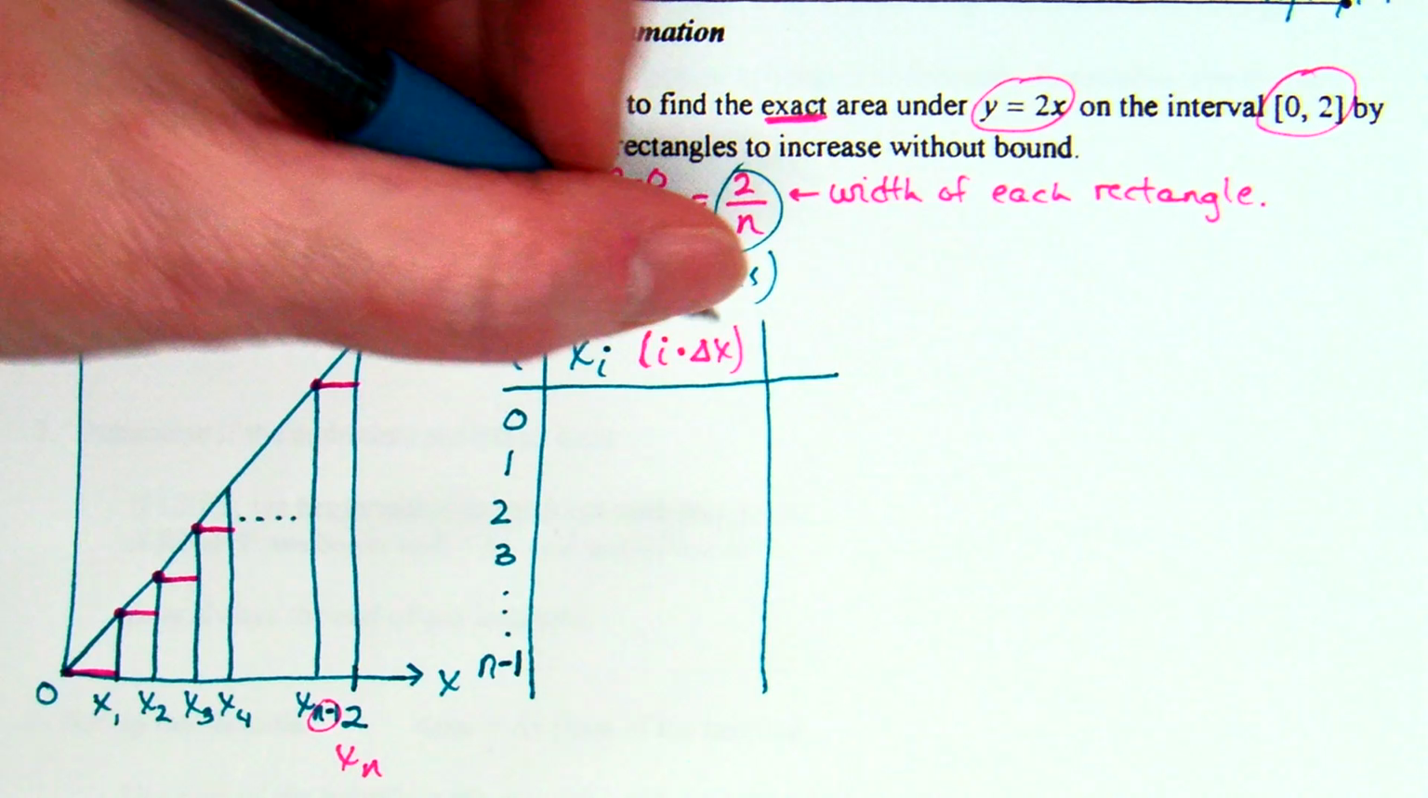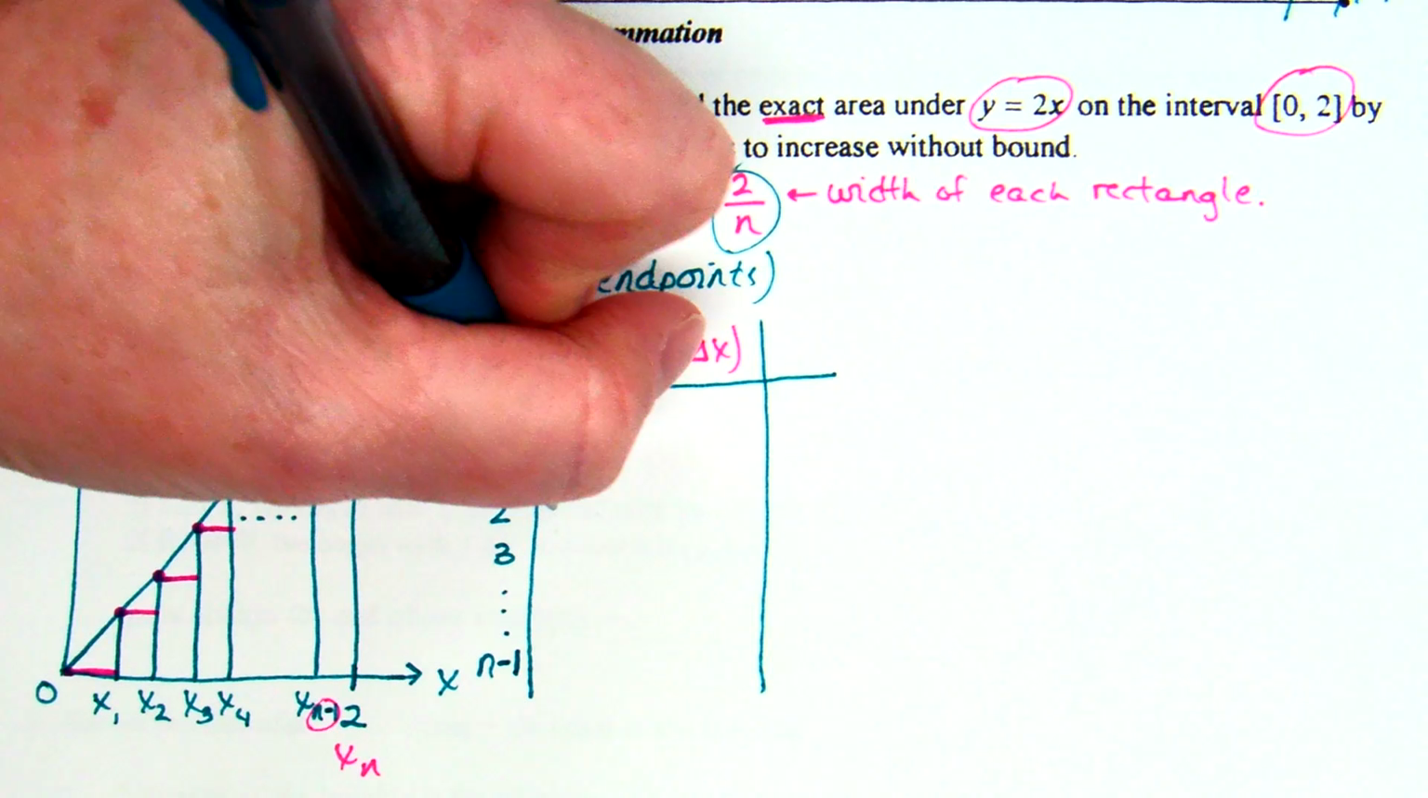So that means 3 times 2 over n, which is 6 over n. We don't need all of these. We just need a handful to get us started. Okay? You'll see how it all works out in a moment.